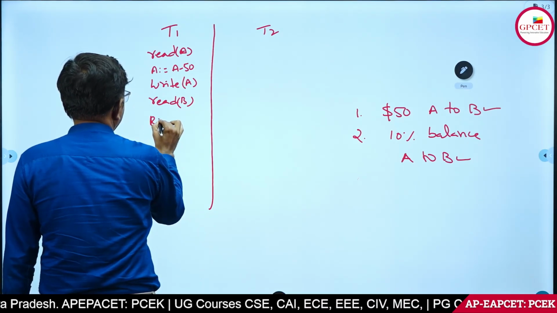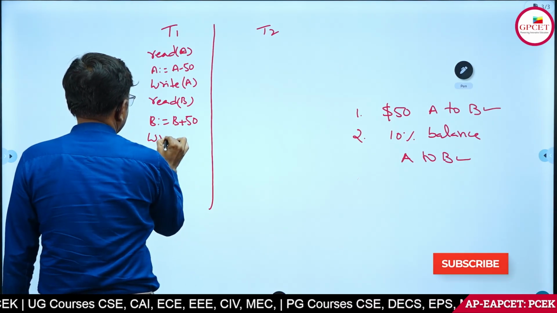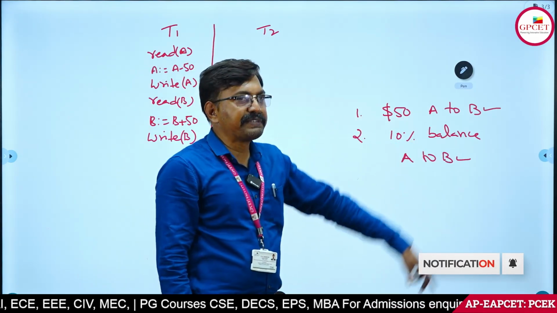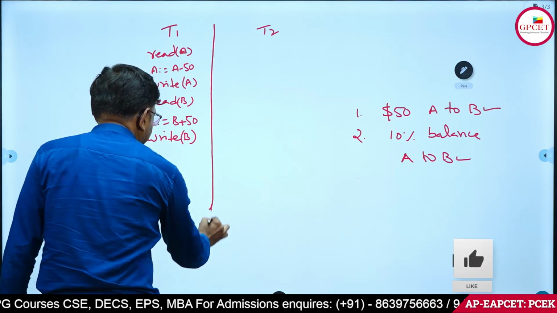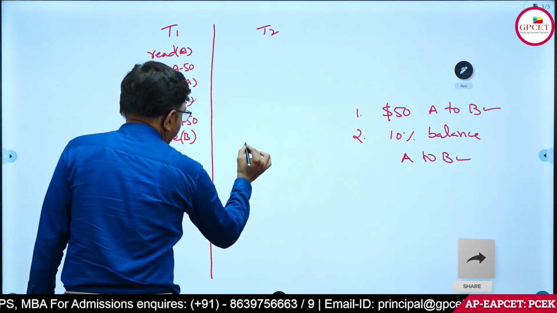Read B. B equal to B plus 50, and then write B. That is T1. It can transfer $50 from account A to account B. Whereas here, the second transaction transfers 10% of the balance from account A to account B. What is the transaction? That is a read A.